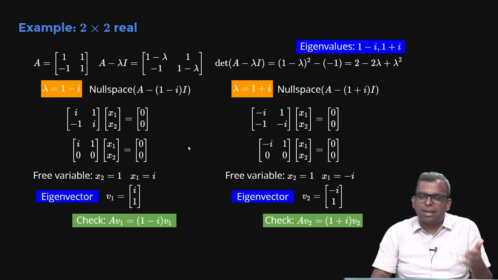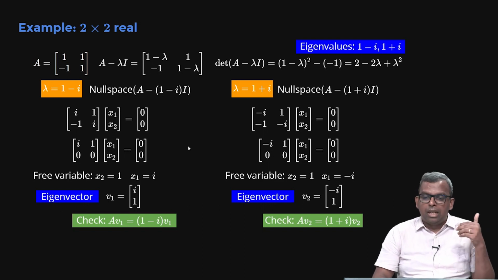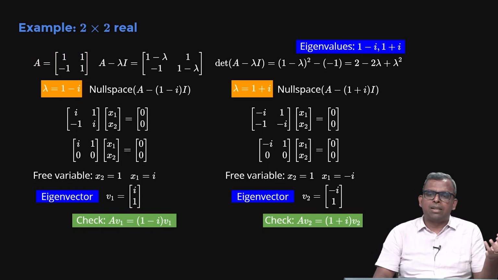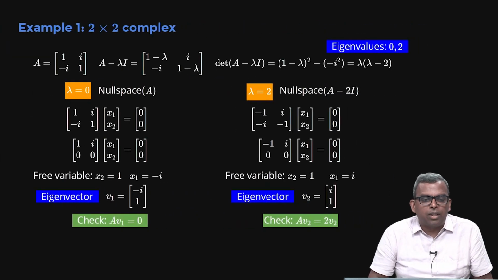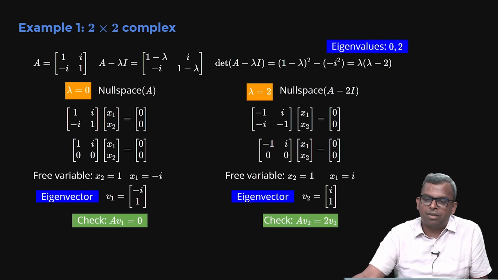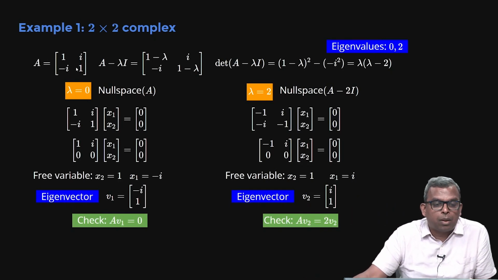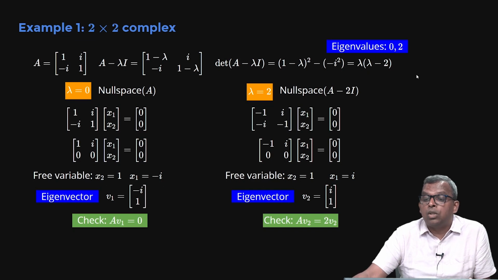So, this is something that can happen with even 2 by 2 real matrices. Of course, there are 2 by 2 real matrices for which everything is real and then there is no problem. Here is a 2 by 2 complex matrix. So, the matrix itself is complex. I have put 1 I minus I1. I have chosen this a bit carefully. If you do A minus lambda I and then you take the determinant, lo and behold, you get lambda into lambda minus 2. So, your eigenvalues are real.